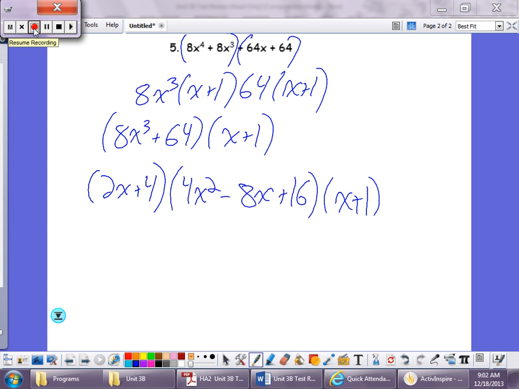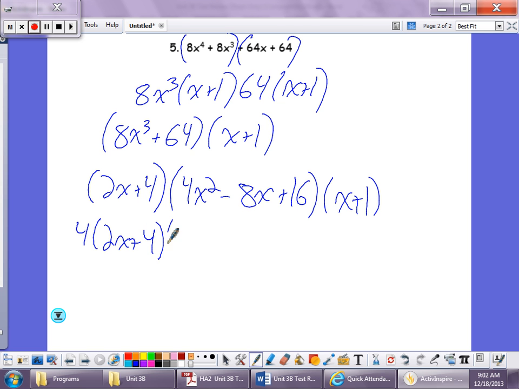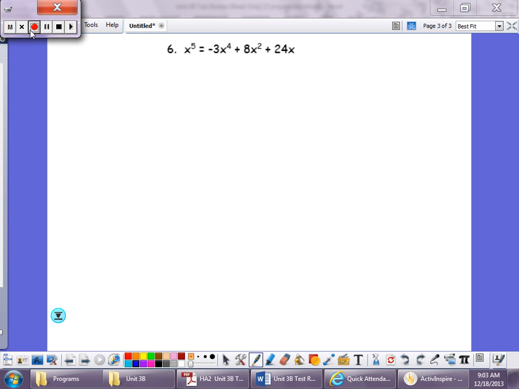You could, from here, factor out a 4 from this middle section, so you could get 4, 2x plus 4, x squared minus 2x plus 4, x plus 1, but that's from here to here is not something I would take off points for. From here to here, I would most definitely take off points for. Okay? So 6 asks you to find all real number solutions.